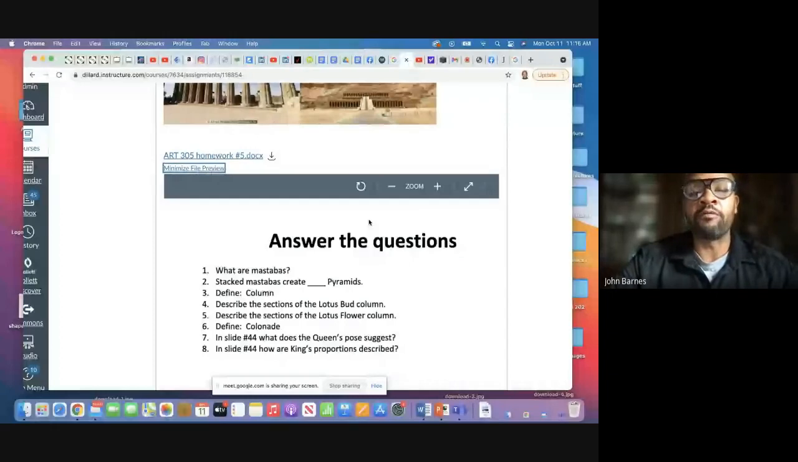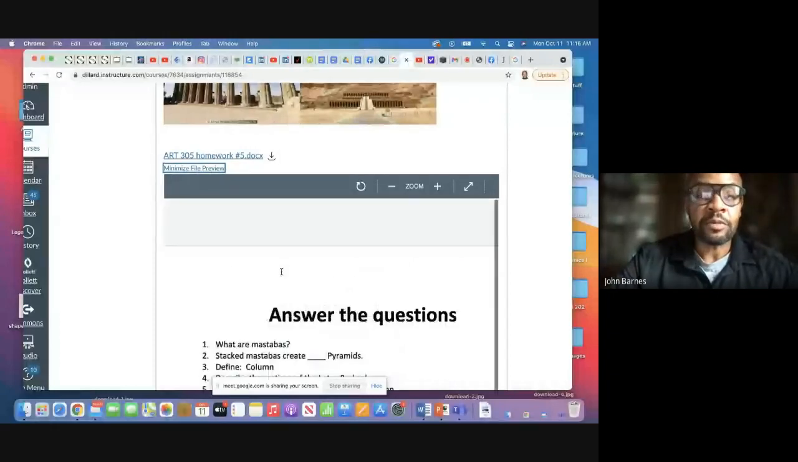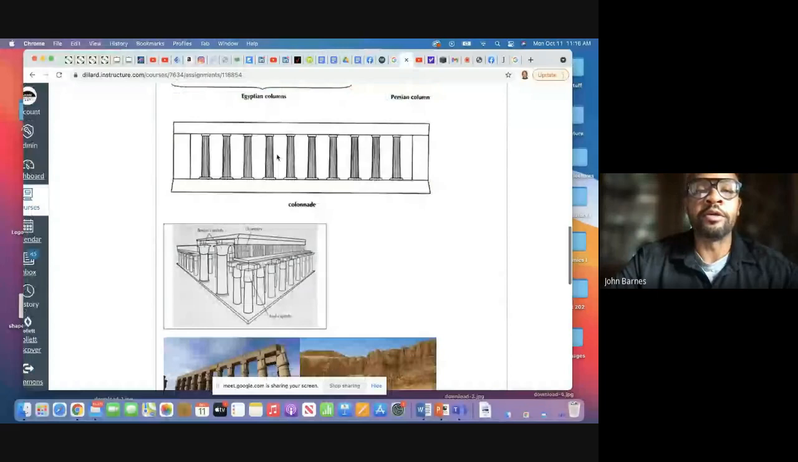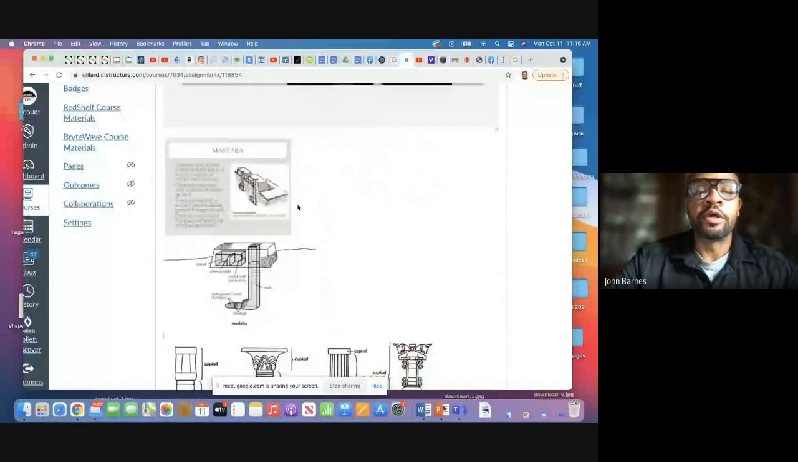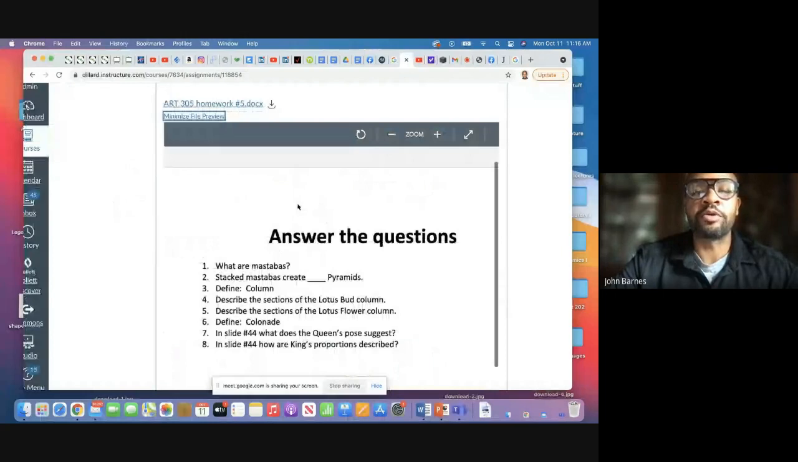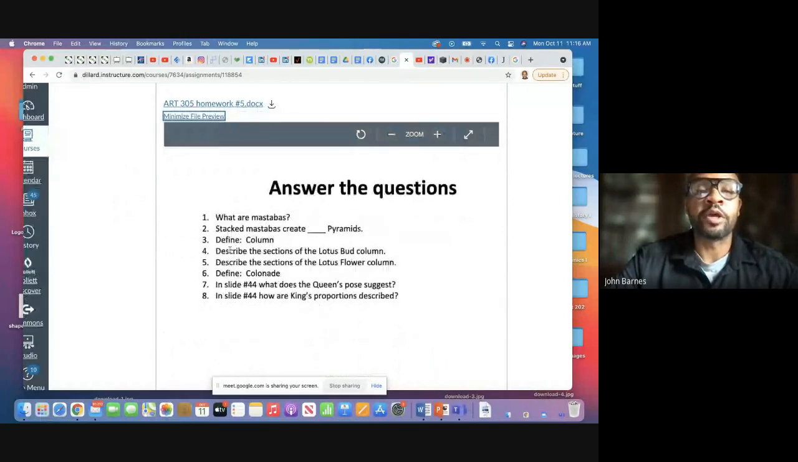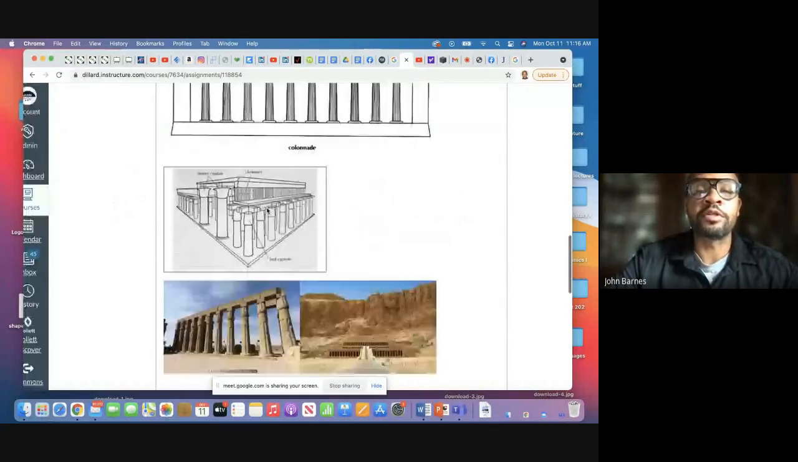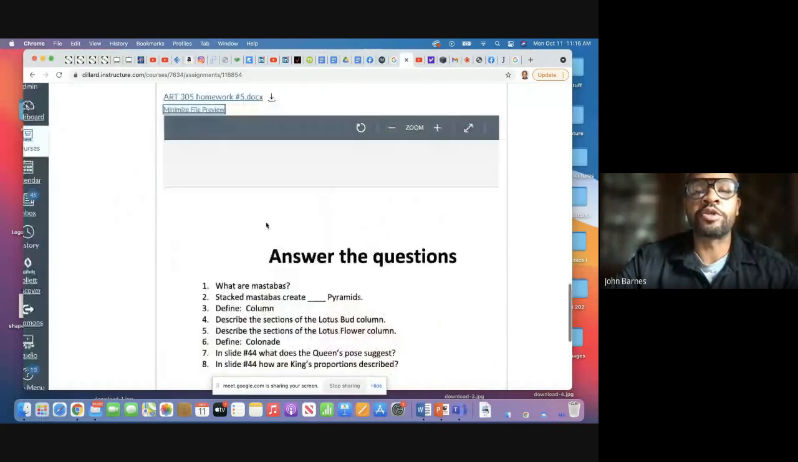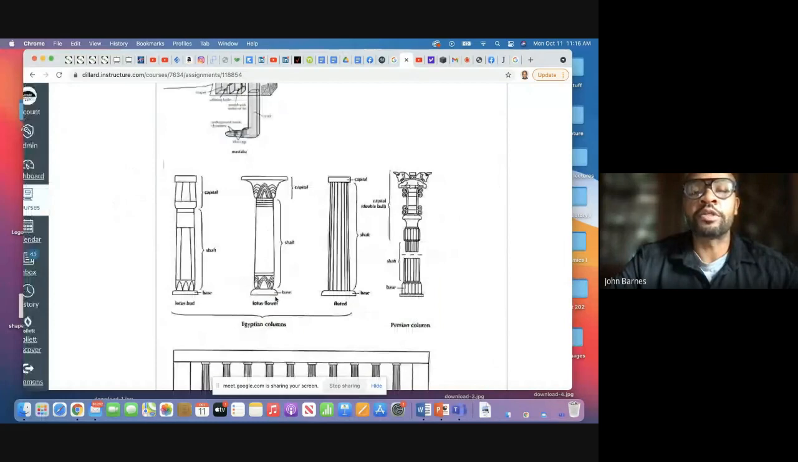So with this, we have what are mastabas? We have the answer right here in our notes. Stacked mastabas create a step pyramid. I need to interject the step pyramid image and define a column. Okay, we have our columns and the various types of columns. Basically, a column is a support structure made from three sections: the base, the shaft, and the capital.